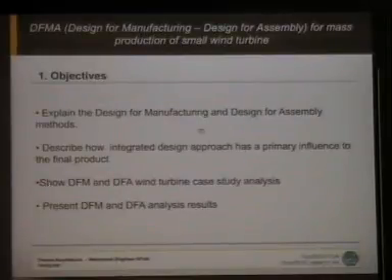It's a very specific method. And describe also how an integrated design approach has a primary influence on the final product, like the design is a very strong part of the product. And also show the analysis for the wind turbine and the results.